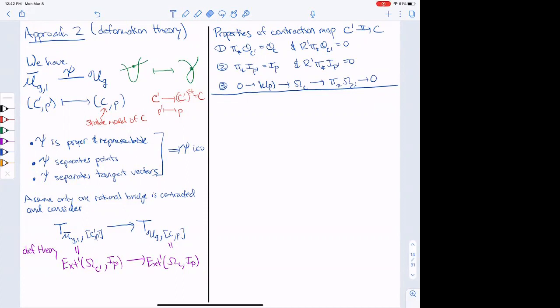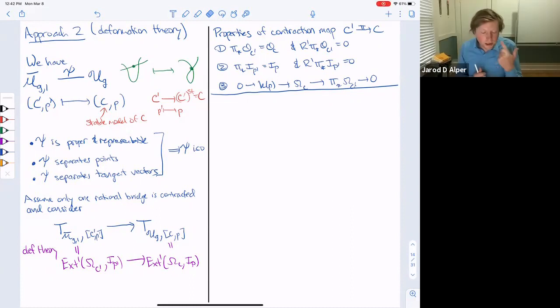Sorry, what does separate points mean in here? It means it's injective on points. If you give me two k-points of the stack, then the images are two different k-points of the stack.